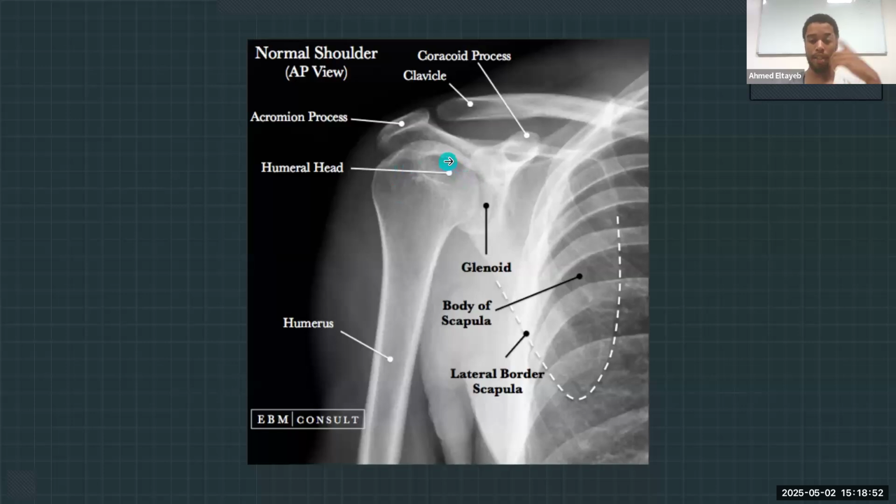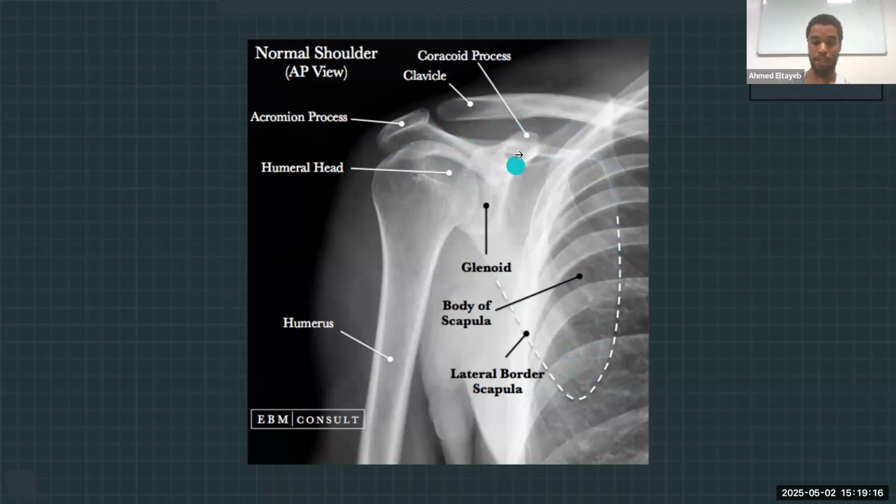Okay, now this is the X-ray of the shoulder joint, and it's really important you're able to identify all the structures here. So let's start here. This is the clavicle. The clavicle articulates with the acromion process, or the acromion, which comes off the scapula. So if we follow this margin here, this is the superior border of the scapula. This is the medial border, and this is the lateral border.